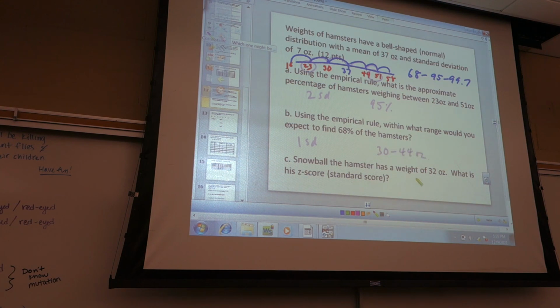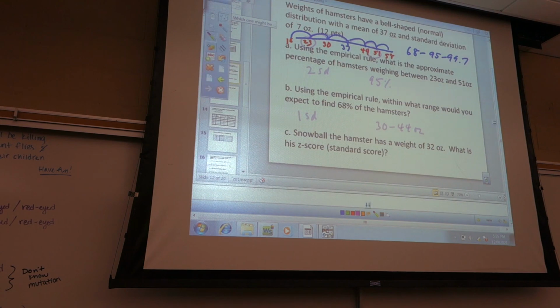And then last, Snowball. Secretly want a hamster named Snowball. No, I really don't.